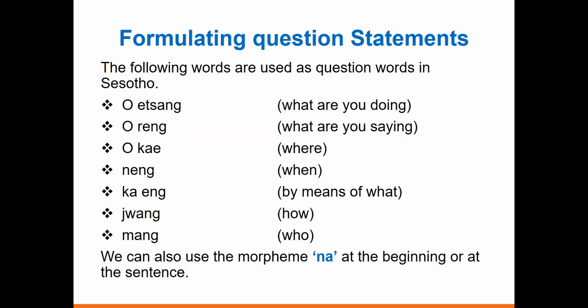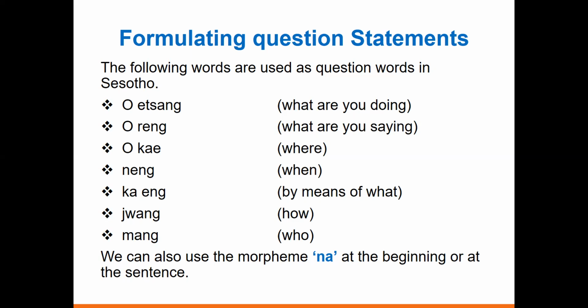The following words can be used as question words in Sesotho statements. So when we see these words in a sentence, we know that the sentence is denoting a question. It's asking us a question. And that sentence must therefore end with a question mark. Okay? O etsang, meaning what are you doing? O reng, what are you saying? O kae, it can denote where, where are you? Or how are you? Okay?